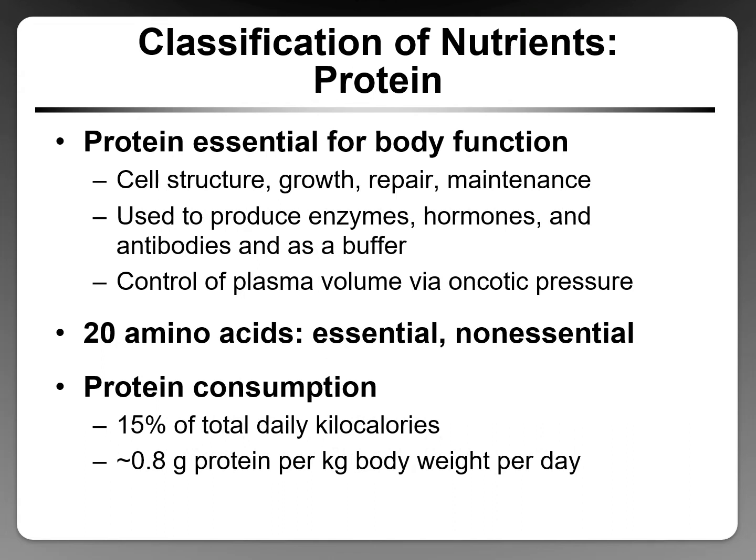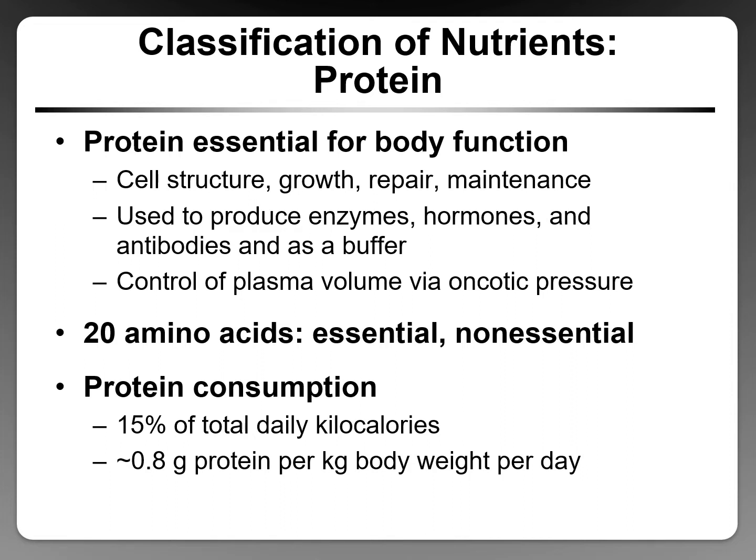Protein is also going to be an important macronutrient. Obviously, it has other essential functions other than being a substrate for ATP production. It is used in cell structure, growth, repair, and maintenance, and obviously in enzymes, hormones, antibodies, and works also as a buffer. It can help to control the plasma volume via oncotic pressure. So if you have more protein in the blood, you'll be able to hold and retain that fluid because, again, you have that oncotic pressure that is trying to have water go towards solutes. And in this case, a protein would be considered a solute.